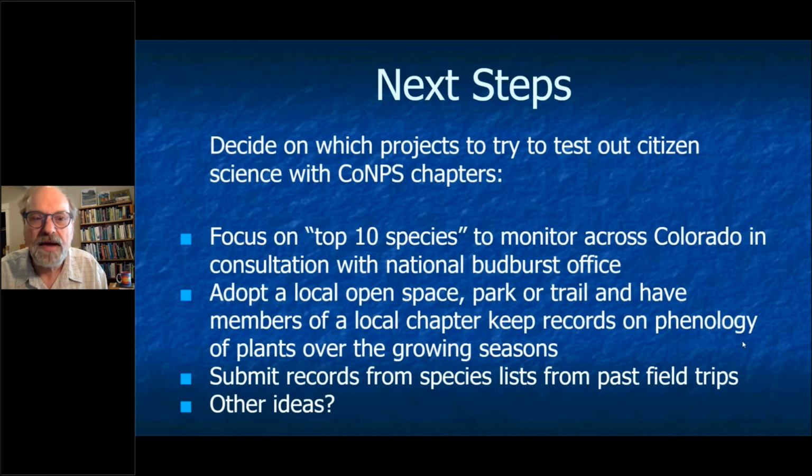And so, yeah, I would like to see us talk about the leaders in the different chapters, talk about, can we agree on some common species? At one time, Budburst had a top 10. That might be one approach. We could say, there's our top 10 species we should all be trying to focus in on to make sure we get consistent data across all the chapters. That might be something to pursue. And then for all the different chapters, think about, is there a local open space or trail that you might want to focus your observations on?